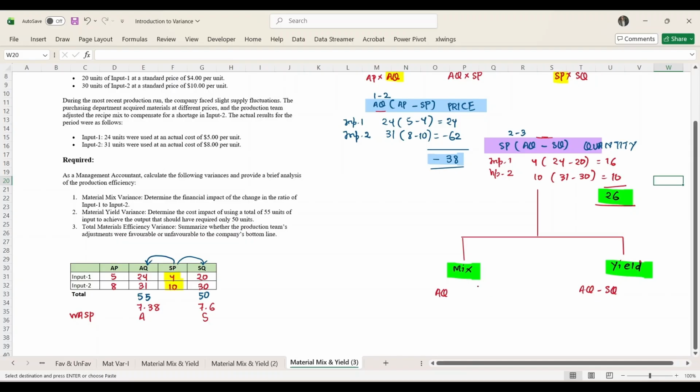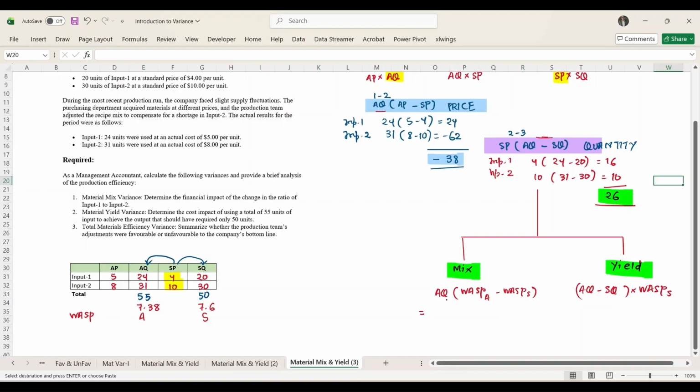What will change is only that the P will be replaced by WASP. So this will be WASP actual. You can see AP minus SP, so this will be WASP actual minus WASP standard. And here in this case, AQ minus SQ into SP, so that will be replaced by WASP standard. Now we just have to replace in the formula.